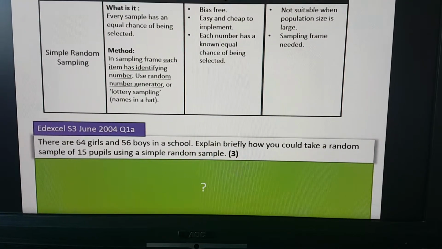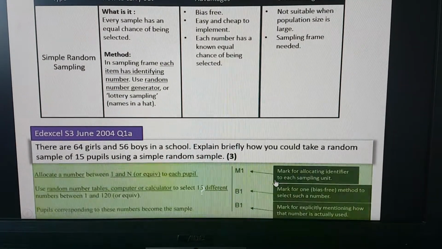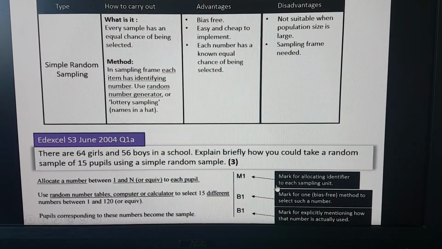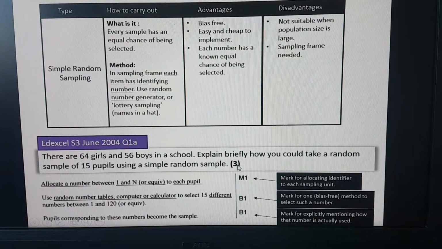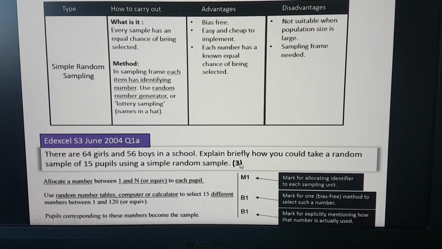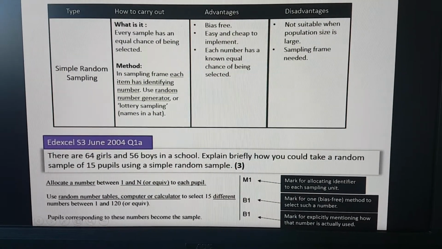Okay, pause it and check your answer. A hint: if you have for example 3 marks, you need to give 3 things.